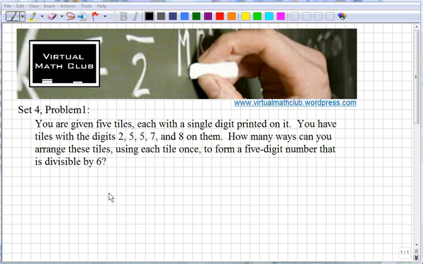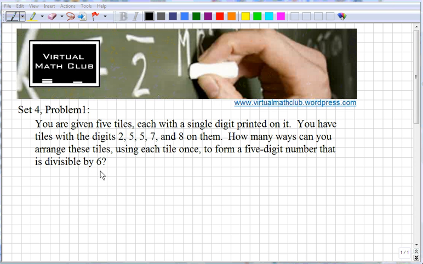Alright, problem number 1 says you're given 5 tiles, each with a digit printed on it. And you have the tiles 2, 5, 5, 7, and 8. And the question asks, how many ways can you arrange these tiles using each tile once to form a 5-digit number that is divisible by 6? So, my hint to you would be to remember your divisibility rules.